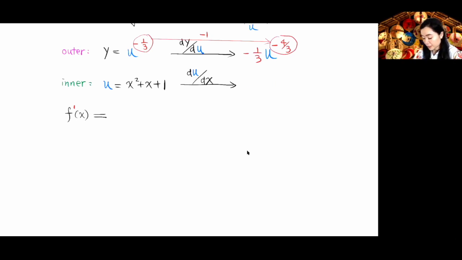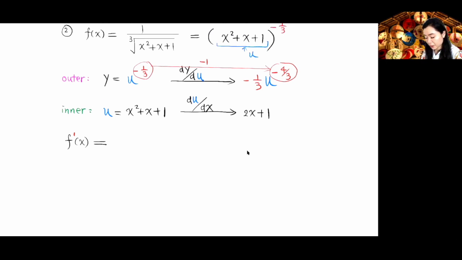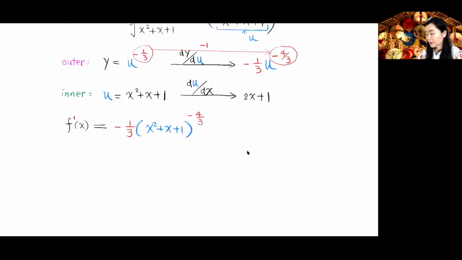Okay. So now the derivative of this inner function, du dx, is 2x plus 1. The chain rule says that the derivative of the function f with respect to x is the product of this one and this one. So we can write it down: negative 1/3. Now this inner function you just copy, x squared plus x plus 1, now to the negative 4/3 power. Okay. And then multiply.